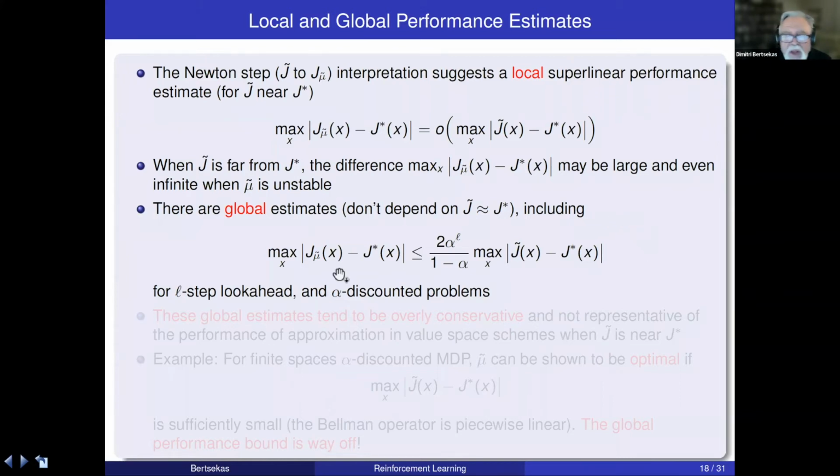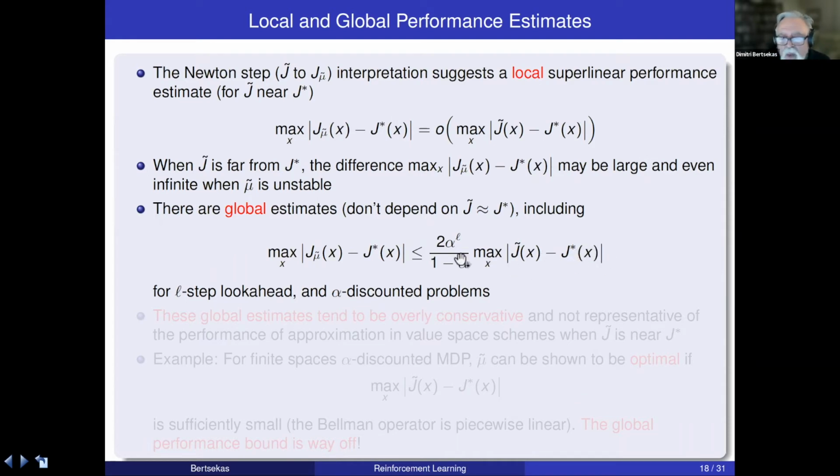One of the most popular ones is this one here, where it gives a bound on the cost function of the one-step look-ahead, of the L-step look-ahead policy, that depends on the error between cost approximation and J star. And this is valid for alpha discounted problems, finite state, finite control, alpha discounted Markovian decision problems. This is the estimate that you're going to see in textbooks.